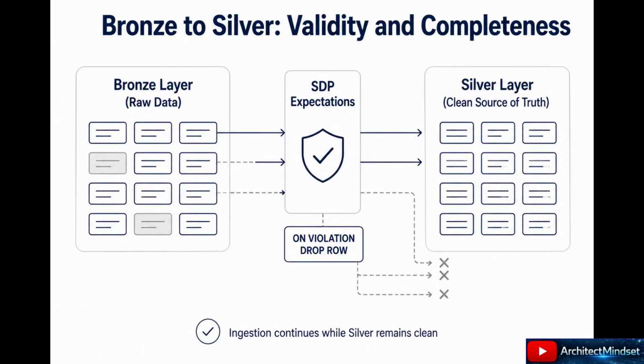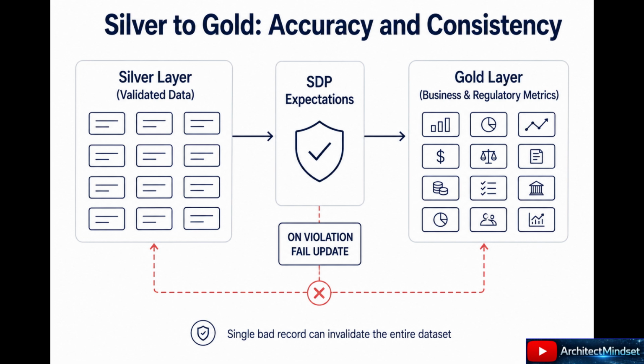Architects must decide where to enforce data quality based on the medallion architecture. From bronze to silver, focus on validity and completeness. Use on-violation drop row to ensure the silver layer remains a clean source of truth without breaking the ingestion pipeline. From silver to gold, focus on accuracy and consistency. Use on-violation fail update for critical business metrics where a single bad record could lead to incorrect financial or regulatory reporting.